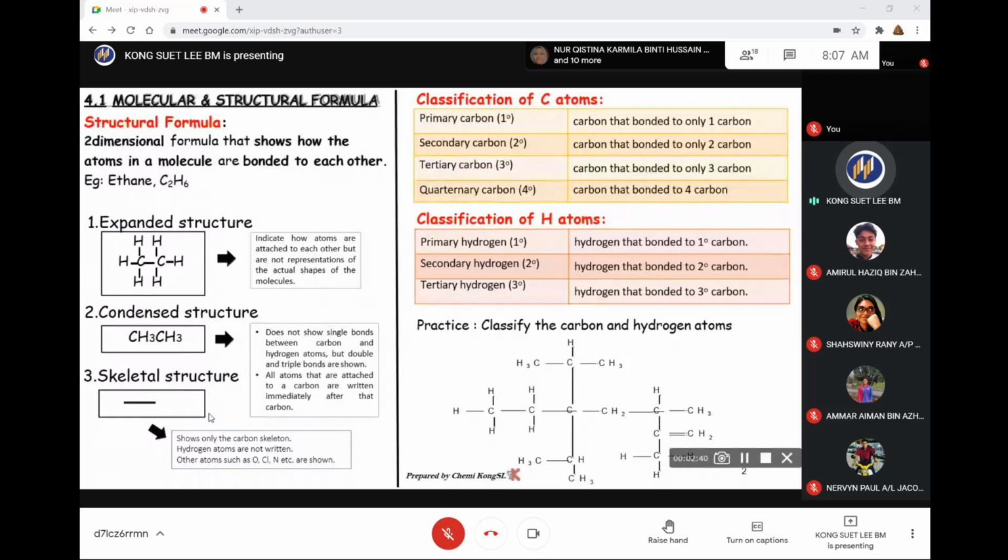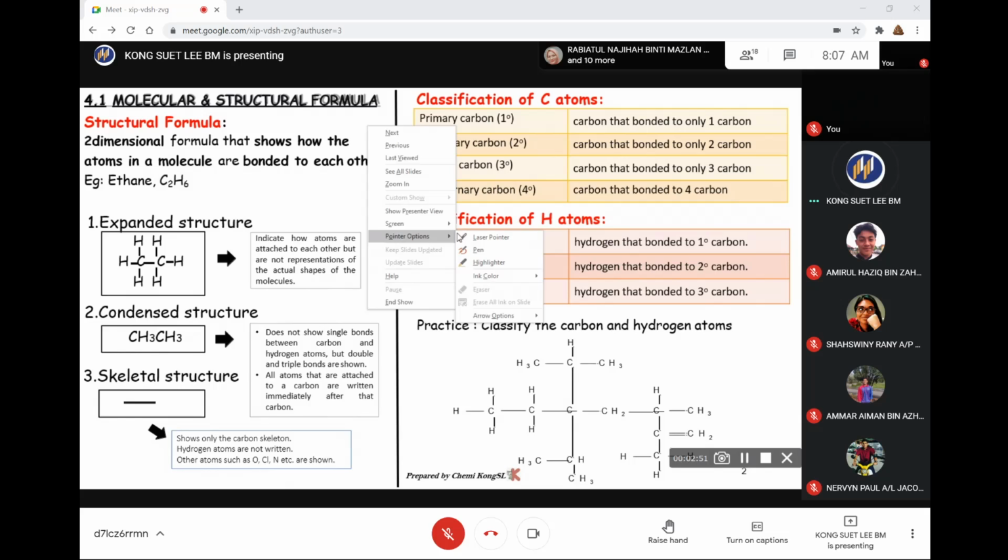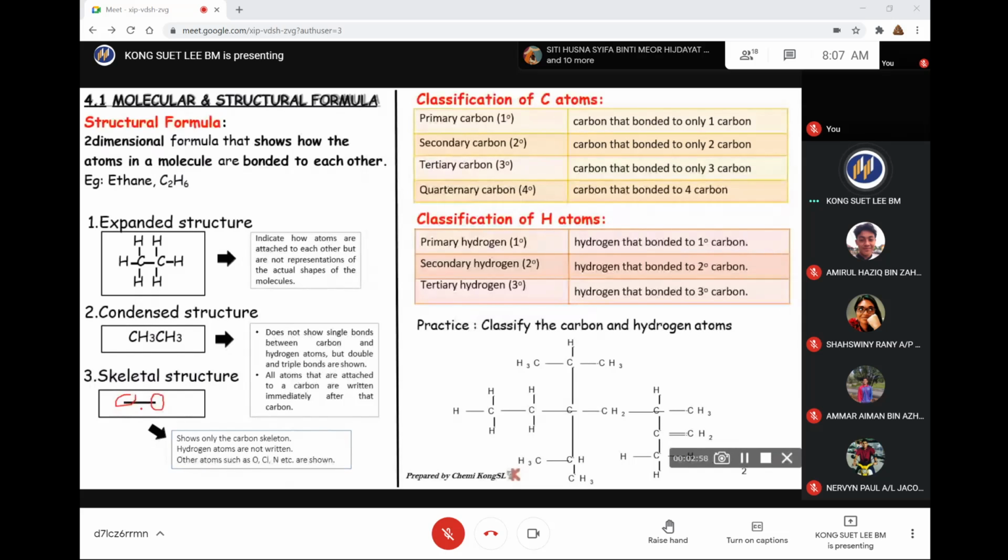And then skeletal structure is a very simple structure. It shows only the carbon skeleton. Hydrogen atoms are not shown, but other atoms such as oxygen, chlorine, nitrogen, etc. are shown. Actually, this point represents 1 carbon, and this point represents another carbon. Then there are 2 carbons. So this is C2H6 as a skeletal structure. This is a simple structure. Later we can try a tutorial question with a higher level structure.